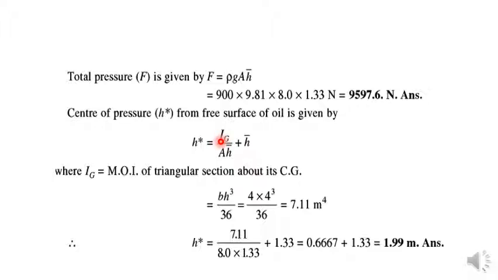Now the moment of inertia of the triangular section about its centroidal axis or center of gravity will be bh cube divided by 36. So it is a constant formula. You are just inputting the width and the height, and you calculate your value as 7.11 meter to the power 4. The center of pressure can be calculated now by inputting your values in the equation, and you get your answer as 1.99 meters.